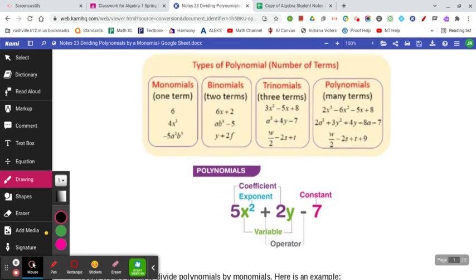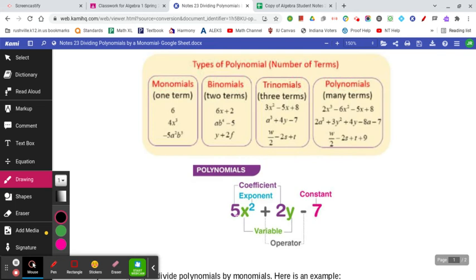Some more vocabulary. If we look at a single term, for example, 5x to the second power, that 5 out in front is called a coefficient. It is a number in front of a variable. Looking at the very end, we have a number all by itself, which is called a constant. Coefficients and constants are both numbers, but a coefficient is the number in front of a variable, and a constant is all by itself, with no variables. And then we have our variables.